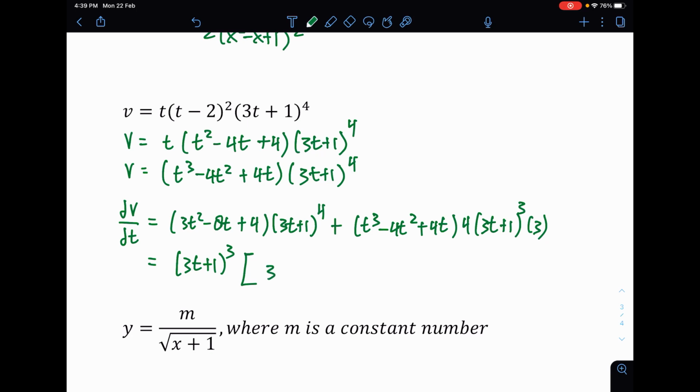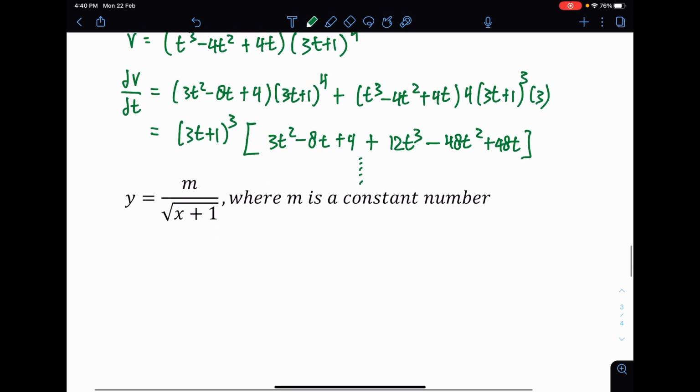Well, there's a lot of things here. Let's just copy down very quickly. 12t cubed minus 48t squared, 12 times 4 is 48t. Yeah. Then you just need to simplify this. Alright, that's basically it. I hope I didn't miss anything.